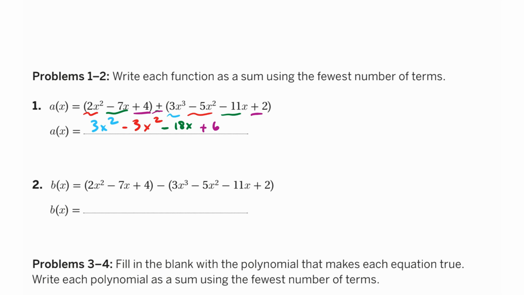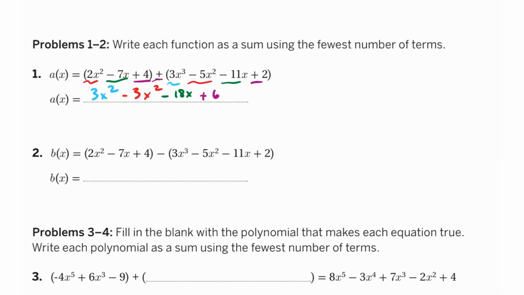Next up, we have number 2, which is b of x, and we're subtracting. And so there's two different ways that you can do this, and we may have talked about this in class. I'm going to leave it as subtraction, but if you wanted to just change it to addition, you could just distribute the negative into this and then change it to an addition problem.